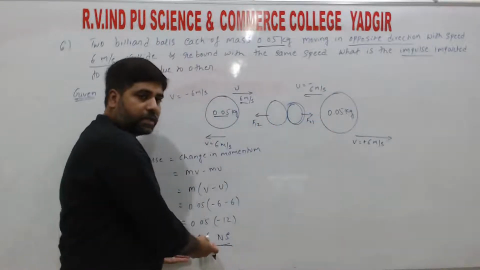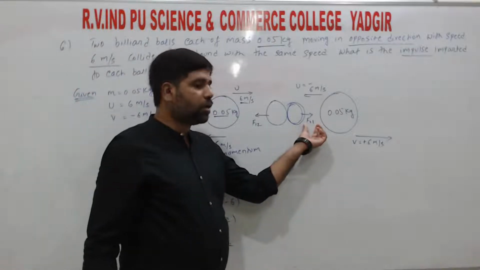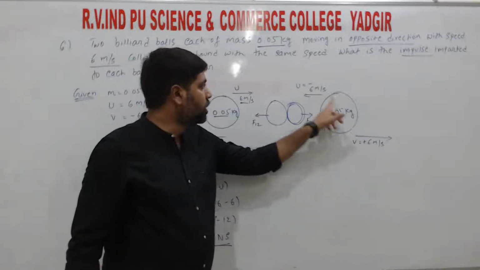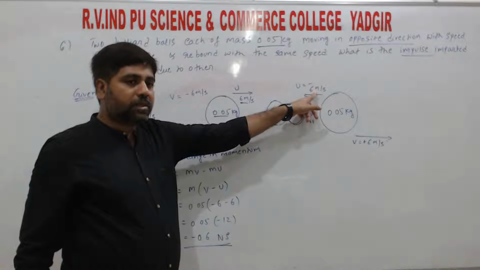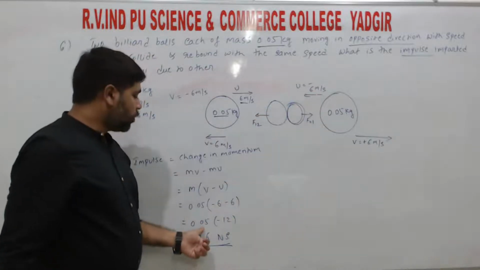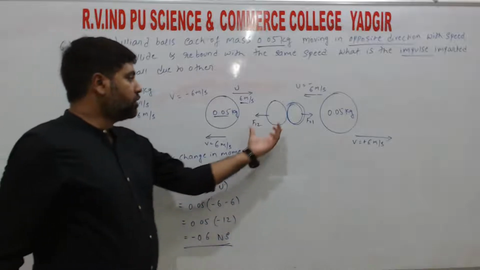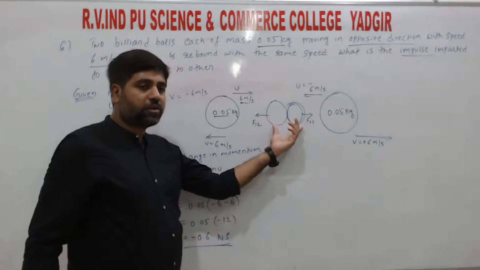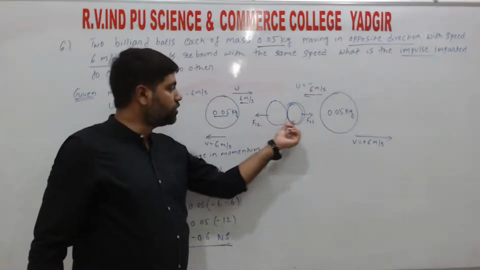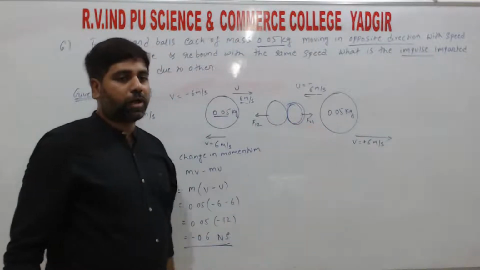So ಇದು ನಮಗೆ ಮೈನಸ್ ಅಲ್ಲಿ ಬಂದ್ರೆ ಇಲ್ಲಿ ನಮಗೆ ಸಿಕ್ಕಿರೋ ಫೋರ್ಸ್ ಯಾವ್ದ್ರಲ್ಲಿ ಇರುತ್ತೆ ಪ್ಲಸ್, because 6 minus of minus 6 plus 6, that is 12 into again 0.05 we get plus 0.6 Newton second. That means here we satisfied the Newton's third law of motion. F12 is equals to minus of F21, right?